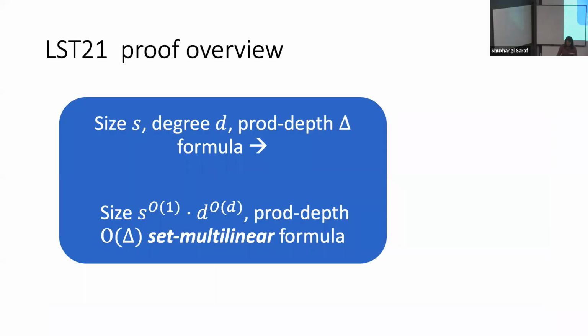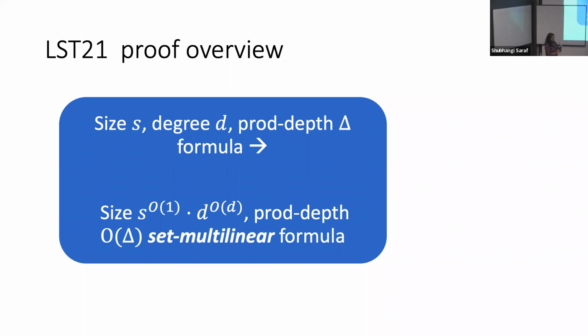So to tell you why it's interesting, let's go back to the LST result, which showed the first superpolynomial lower bound for constant depth circuits. Let's go back into that result and to their proof. So the way the LST proved their result was as follows. They said, okay, let's start with any size s degree d formula which has product depth delta. Starting with an arbitrary constant depth circuit, where let's think of the degree as d and the size as s.